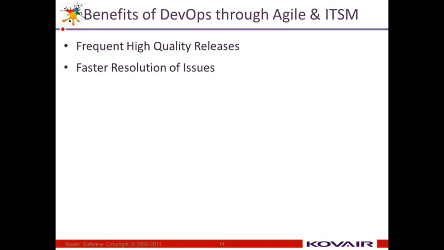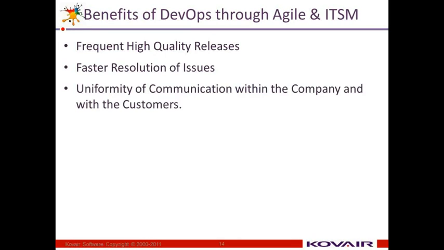The next point is uniformity of communication within the company and with the customers. This is like when everybody is speaking the same language, you communicate more effectively and efficiently. And it also ensures everybody is in the same boat. Everybody is aware of what is going on in the project, reducing chances of miscommunications and misunderstandings. So that is what uniformity in communication can do.